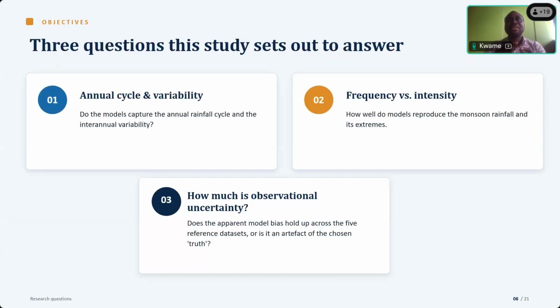Now, the 3 questions I plan to answer from this were to check whether the models are able to capture the annual cycle and variability, whether the models do well in reproducing the monsoon rainfall and its extremes, and if there is model bias, does the model bias cut across all the references we are dealing with, or is the bias of every model a matter of the choice of data set you are dealing with? So these were the questions I set to answer for this research.